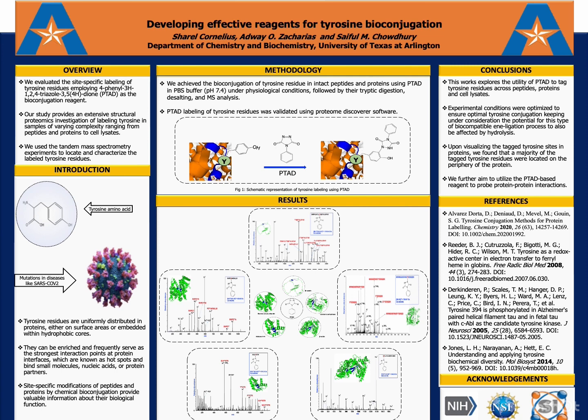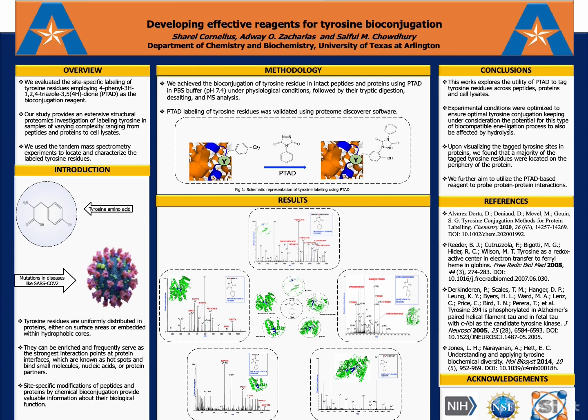In order to label the tyrosines in peptides and proteins, the PTAD bioconjugation reagent was treated with the peptides and proteins in PBS buffer at pH 7.4 under physiological conditions, followed by tryptic digestion, desalting, and MSMS analysis. The results obtained from the PTAD labeling were validated using the Proteome Discoverer software.